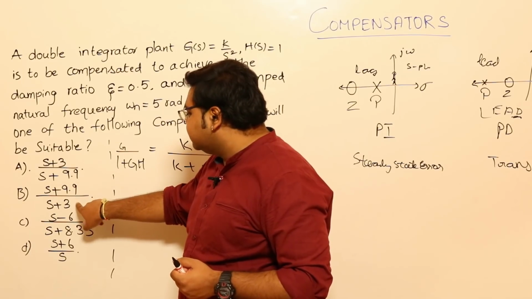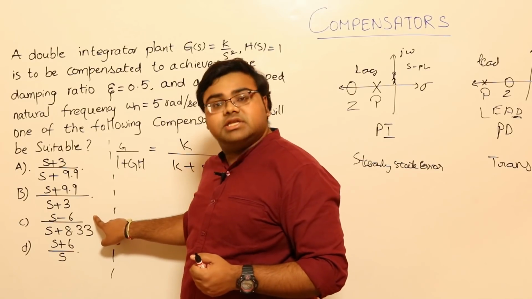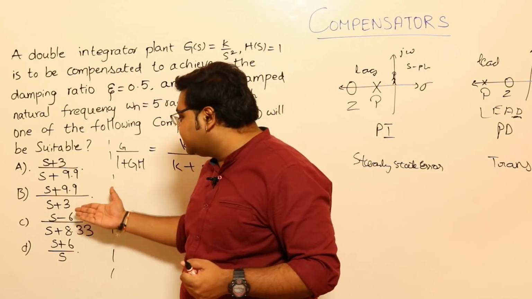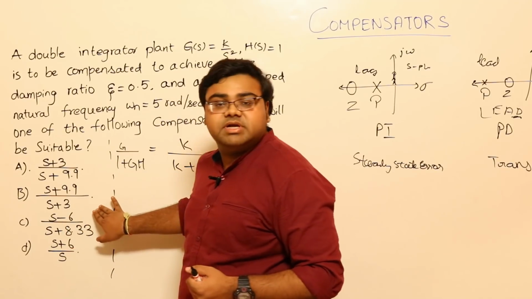Now this particular thing, let us see, this is not a viable answer. Is this a viable answer? Actually yes, this is a viable answer, but it is unstable because there is s minus 6 that is coming into the picture. This is unstable. This cannot be a viable answer.